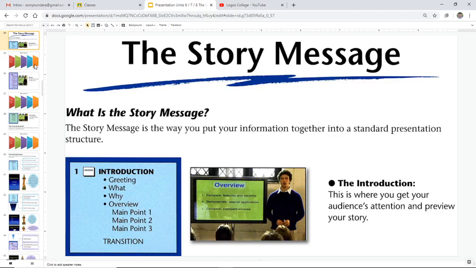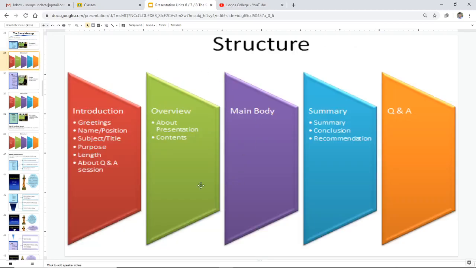In a presentation, you have pretty much five parts. Right? You have an introduction, an overview, main body, summary, and then a Q&A. You have a question and answer session. I want to focus on the introduction. The introduction is where you have your greetings, say your name, what you do, what you are going to talk about, and why you are going to talk about it, your purpose.